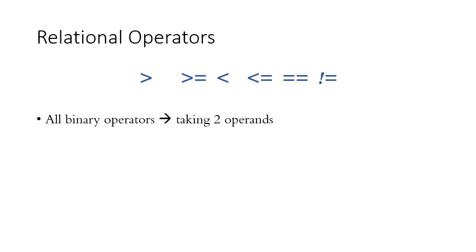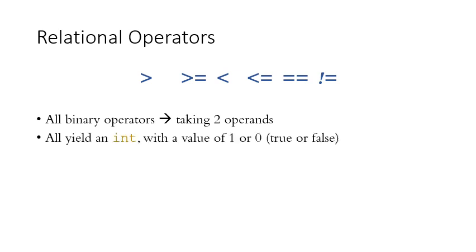Some of the examples we have are greater than or equal, equal, less than or equal, equal equal, and then the not equal, as you can see here. Again, they are binary operators that take two operands, and they also yield an integer with a value of 1 if it is true, and 0 if it is false.